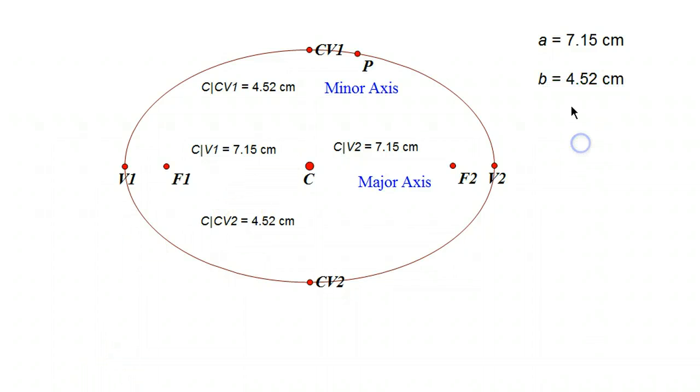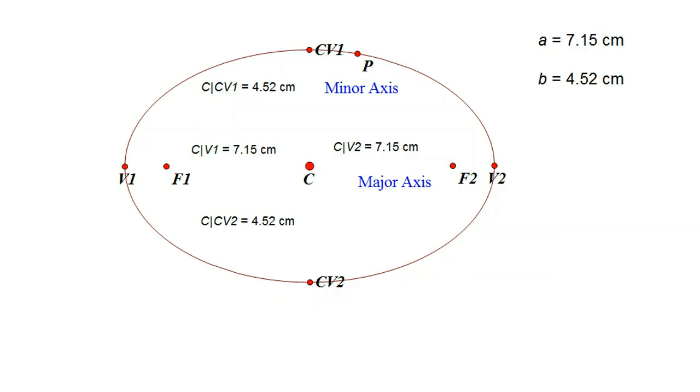It's important to note that a is 7.15, and it is the result of the distance between the vertex and the center. So the major axis is related to the larger a or b value, and the smaller a or b value is related to the minor axis.